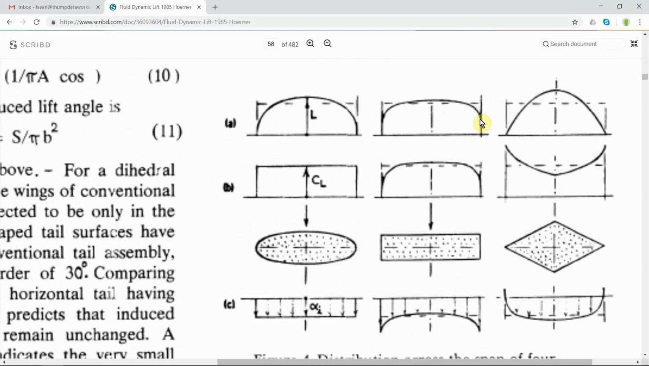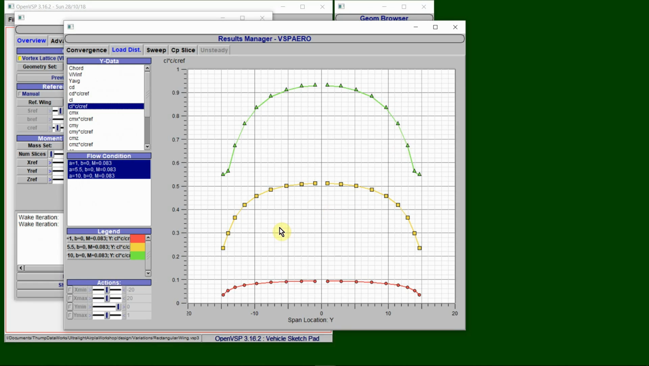Here is the lift distribution for a rectangular wing, and it's fairly flat here and comes out and drops quite a bit. It's not quite what we're seeing here. You can see that it is not too far off.